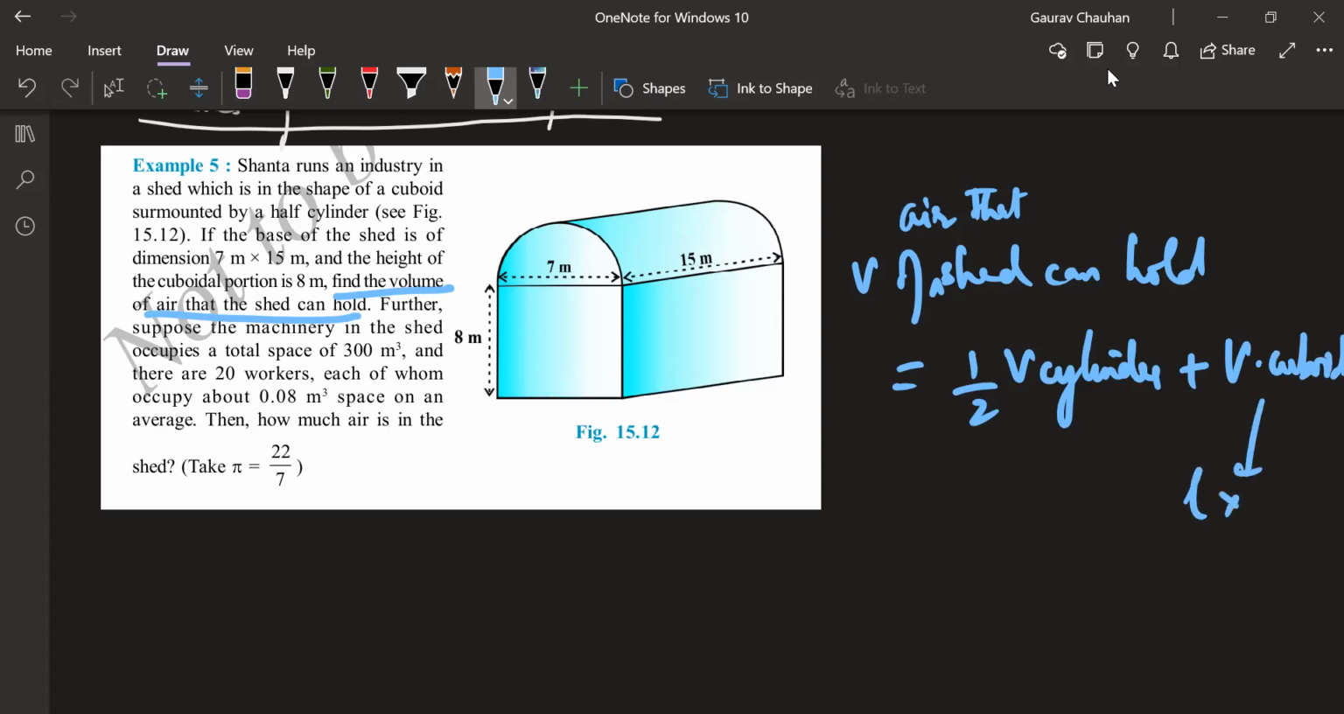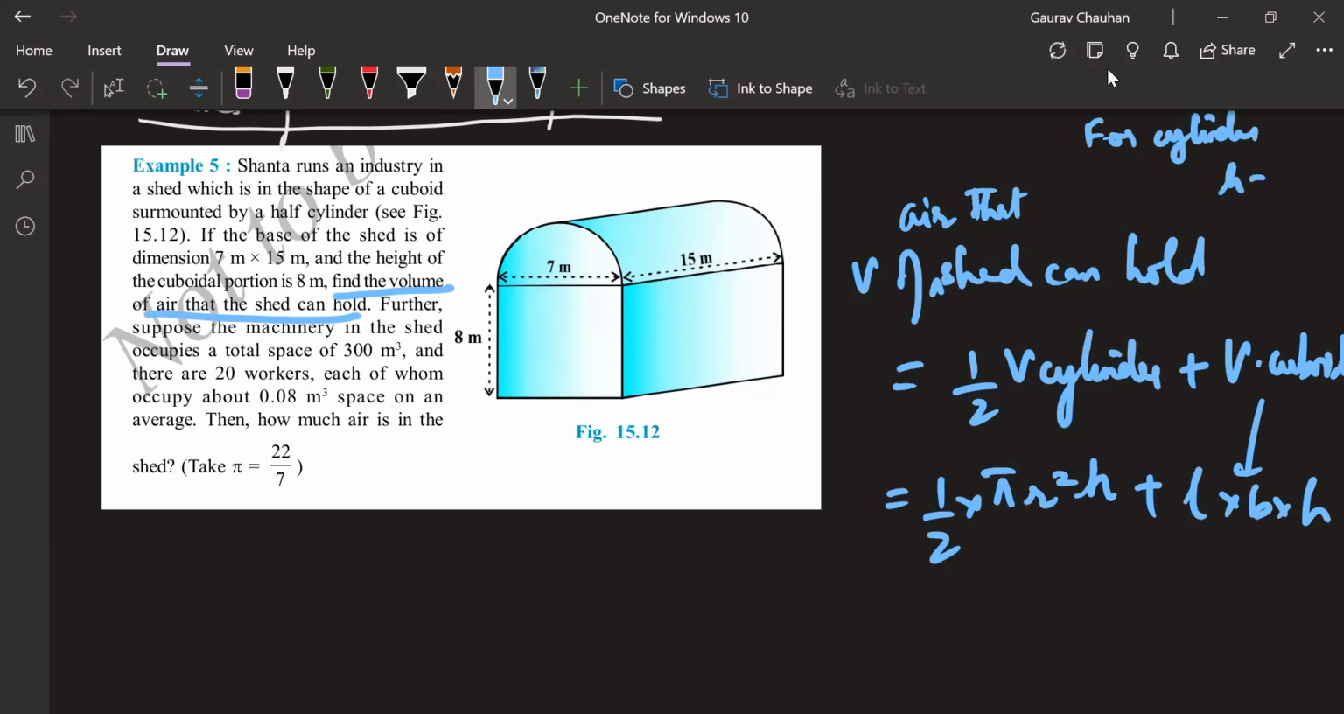Can we do this? Volume of cuboid is L into B into H. That is 15 into 7 into 8. Half into volume of cylinder is half. Why am I taking half? Is it good with you? Because the cylinder is half of the entire cylinder that would have been like this. So we have half into pi r square h. Here you have to be careful about what you are taking as h. Don't confuse with this h. Maybe here you will think 8. So just be careful about that. Maybe before that, for the cylinder, you can write h is equal to 15 and r is equal to 7/2. Once you write that, it will be clear what to write here. Good with that? You'll be able to calculate.